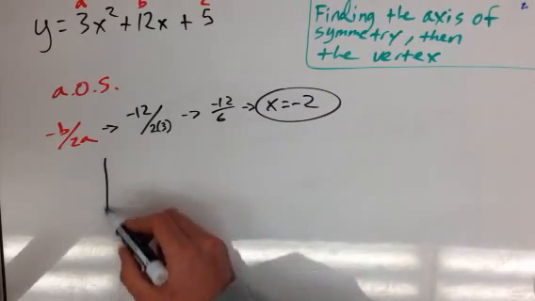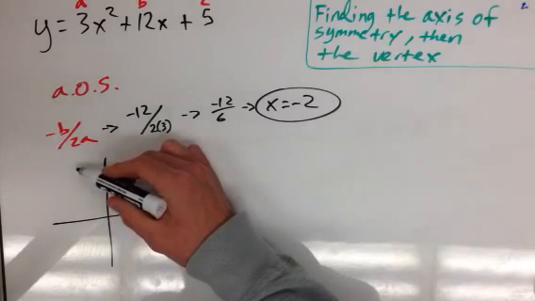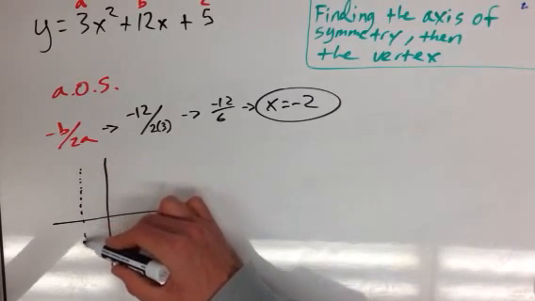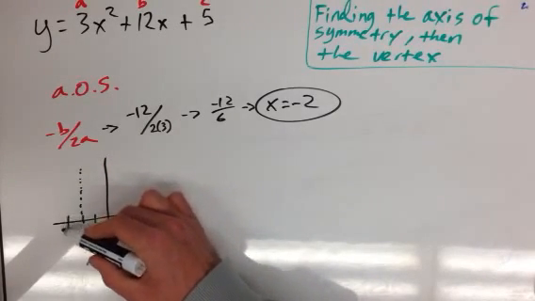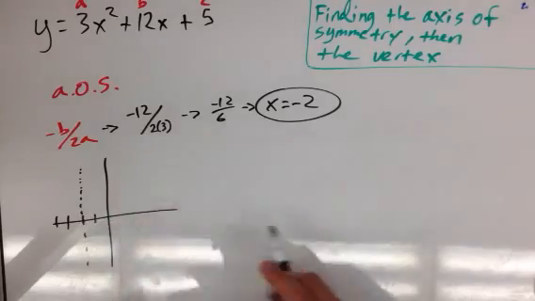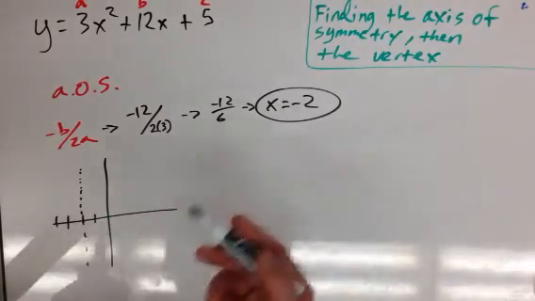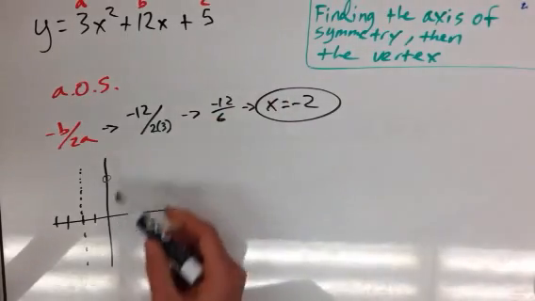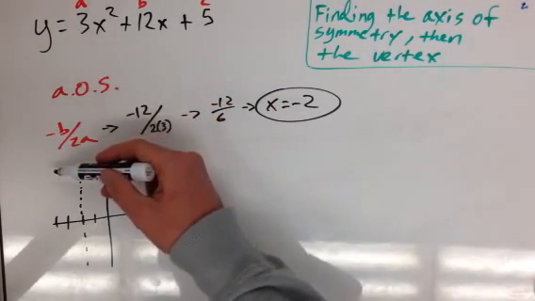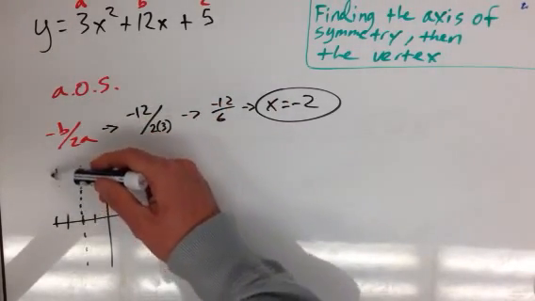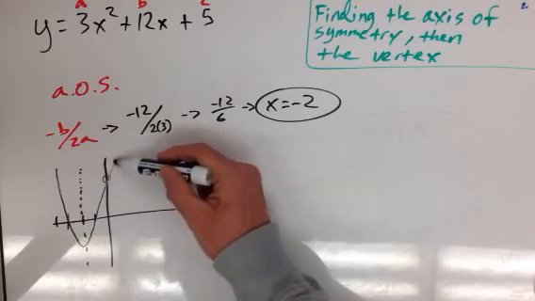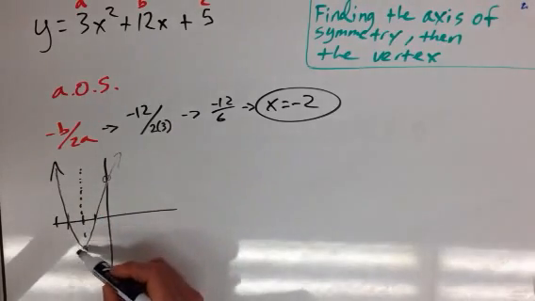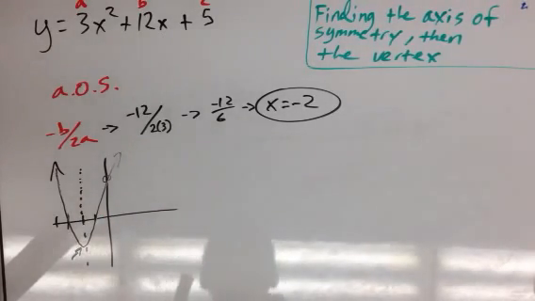So if I'm looking at a parabola, I know that my axis of symmetry is right there at x equals negative 2. I know some more things about this parabola. I know that it has a y-intercept at 5, and I know it opens up because of that shape, right? So it's going to look something like this. The question is, I want to know how low that point is. I want to find that vertex.